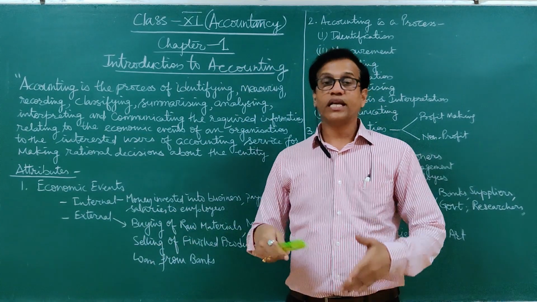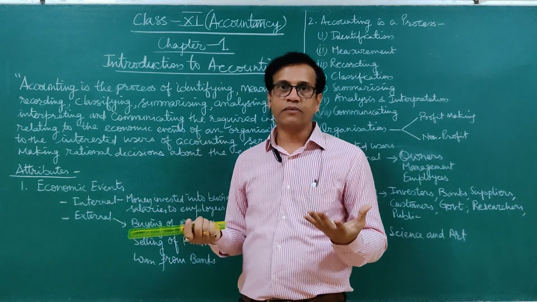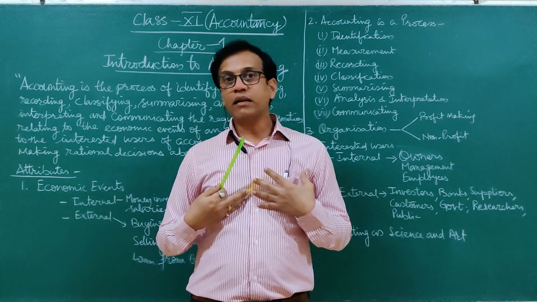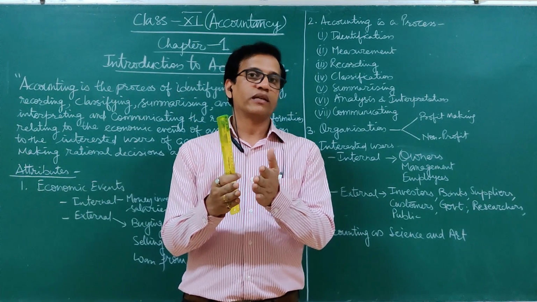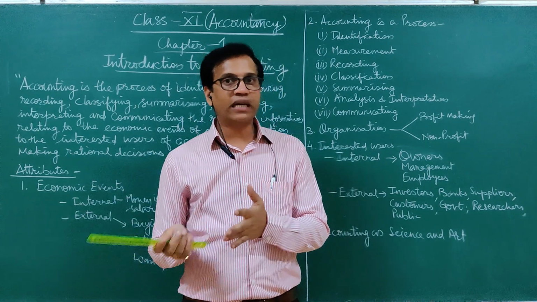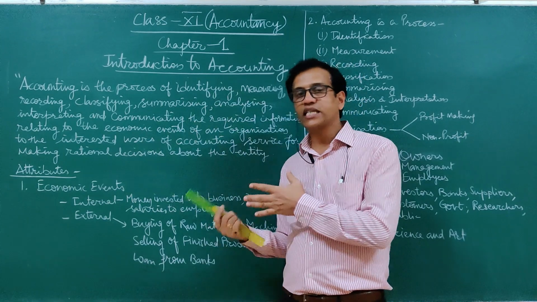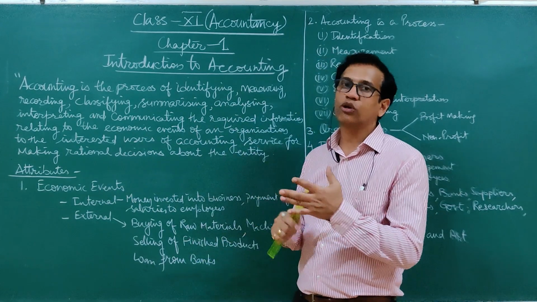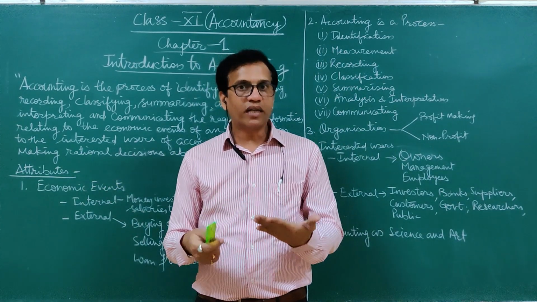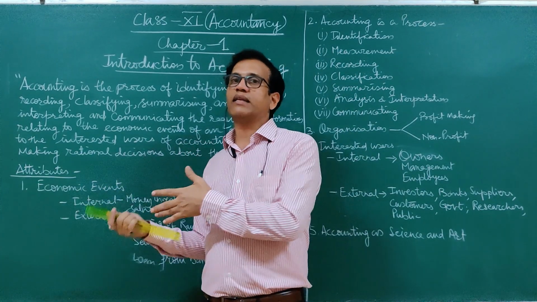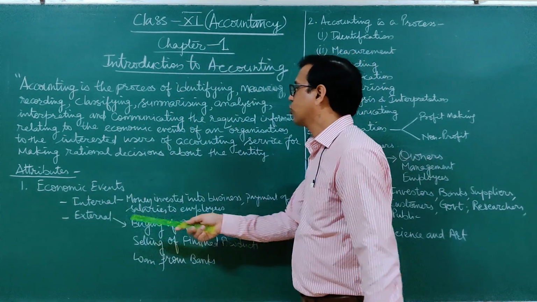For example, taking a loan from the bank. Two parties, if it is my business, XYZ Limited, then XYZ Limited and the bank, these are the two parties involved. The bank is granting a loan to XYZ Limited. So the bank is an outsider and XYZ Limited is the organization. Or for the bank, we can say the bank is the business organization and XYZ Limited is an outsider. So it is an external economic event.